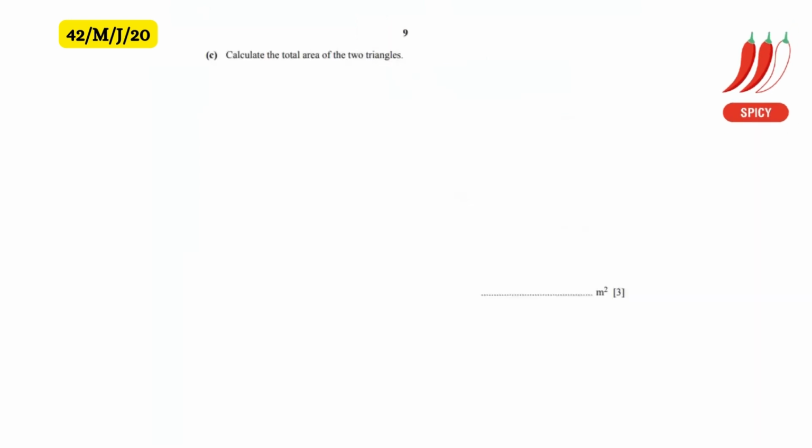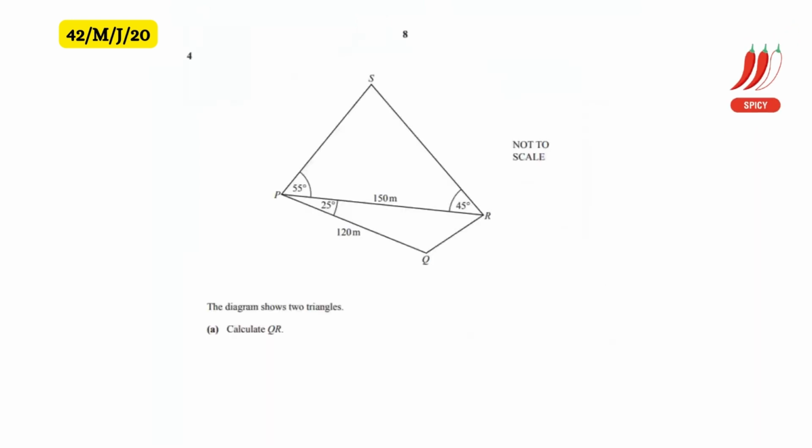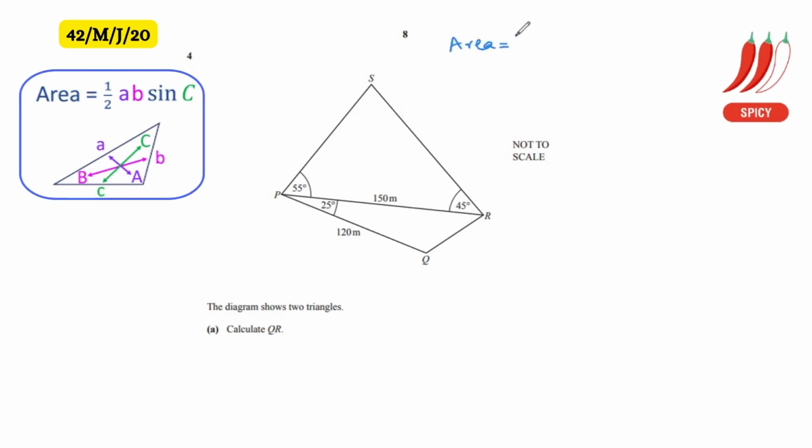Then part C says calculate the total area of the two triangles. We go back to the diagram and as we can see, we have two non-right angle triangles, which means we cannot just do 1/2 times height times base. That is only applicable if it's a right angle triangle or they have given us the base and the perpendicular height for the triangle. Over here, there's no perpendicular height. So the formula we use is area equals 1/2 times a times b times sine of angle C.